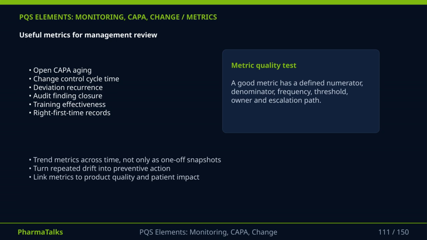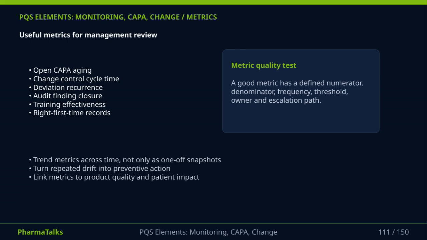But it's not just about having metrics. Quality metrics must be well defined. A good metric needs a clear numerator and denominator, a set frequency for measurement, established thresholds to trigger action, an assigned owner, and a defined escalation path if issues arise. This ensures consistency and accountability.